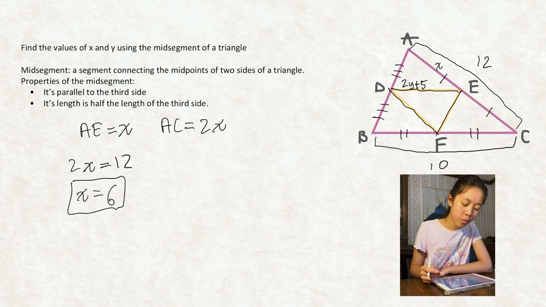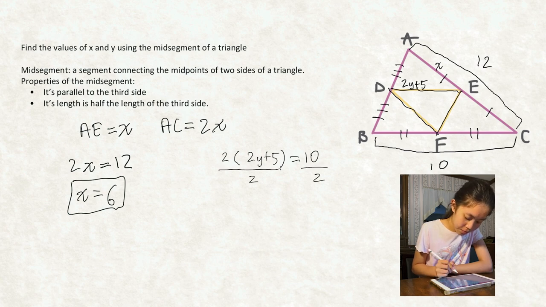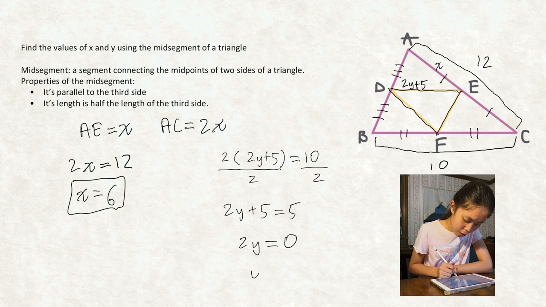So you would want to multiply 2 to DE to get 10. So you would do 2 times 2y plus 5 equals 10. And you could divide both sides by 2 and get 2y plus 5 equals 5. And then 2y, move the 5 over, so it's 0.